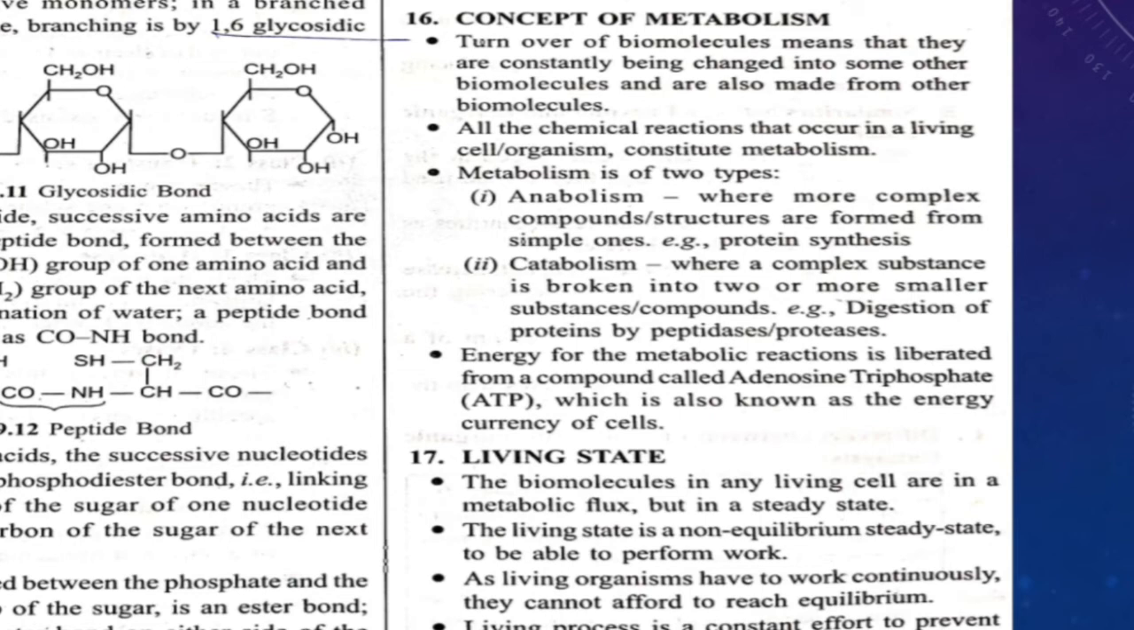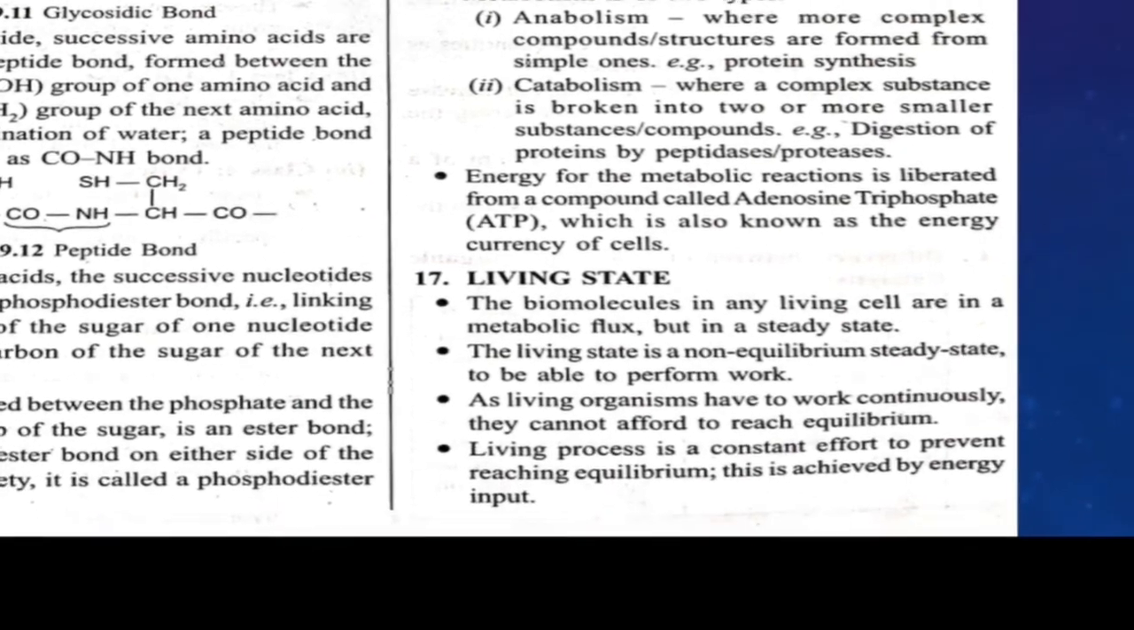And catabolism means breaking down complex things, cutting complex things into smaller ones. For example, digestion of proteins by various enzymes, etc. And energy for the metabolic reactions is liberated in the form of adenosine triphosphate, ATP, which is the energy currency of the cell.